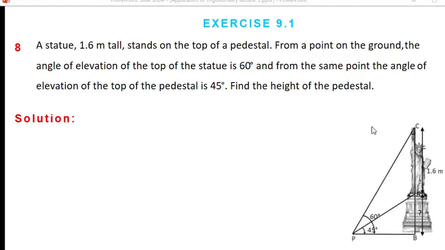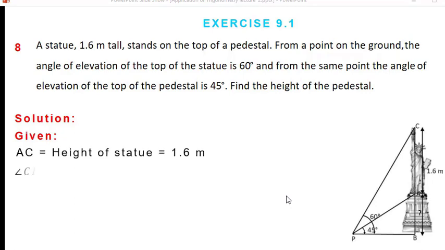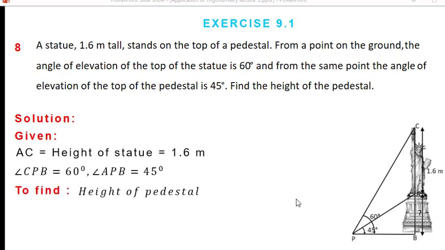So let us see the diagram. Here AB is the pedestal whose height we have to find, and AC is the height of the statue, which is 1.6 meter. Now from the ground, from point P, when we look at the top of the pedestal, the angle of elevation is 45 degree, and when we look at the top of the statue, the angle of elevation is 60 degree. So let us first write the given. What we have to find? We have to find the height of the pedestal.